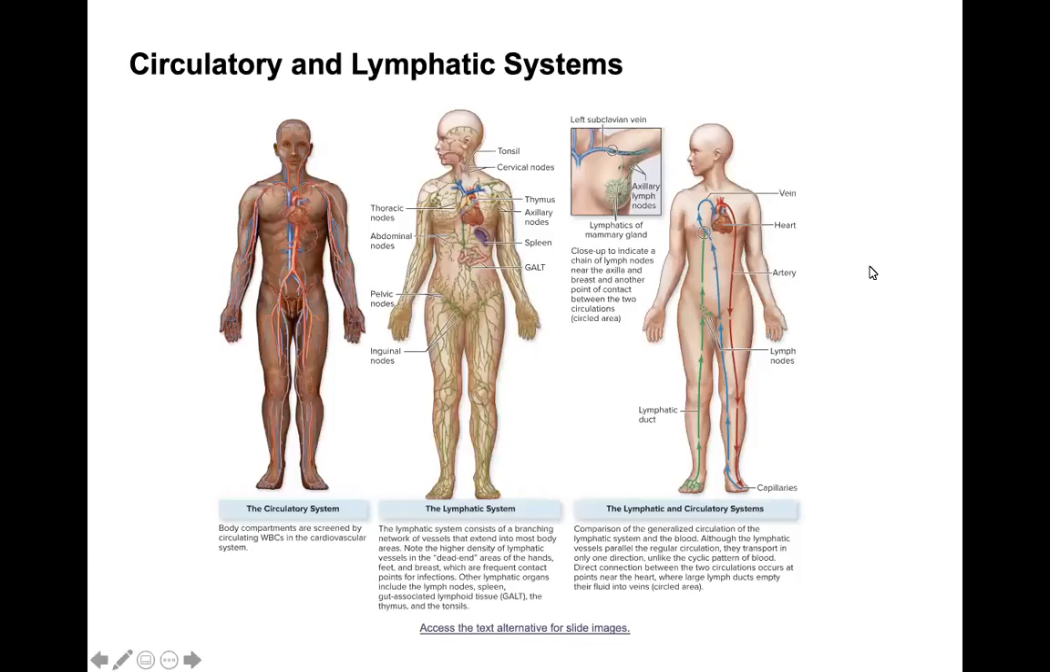And here you can see the circulatory system versus the lymphatic system, and they very well sort of overlay each other. Here you can see a comparison of generalized circulation of the lymphatic system and blood. Although the lymphatic vessels parallel that of regular circulation, they transport in one direction only, as you can see here, back up to the heart from the extremities.